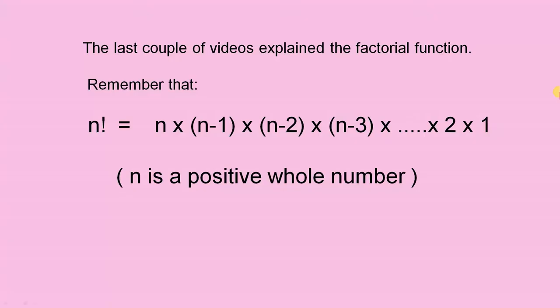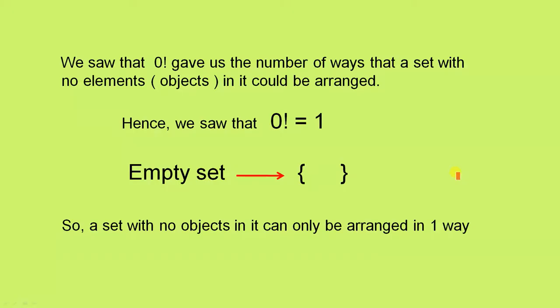The last couple of videos explained the factorial function. Remember that n factorial was n times n minus 1 times n minus 2 times n minus 3 etc. times 2 times 1, where n was a positive whole number. We saw that 0 factorial gave us the number of ways that a set with no elements or objects in it could be arranged. Hence we saw that 0 factorial equals 1.